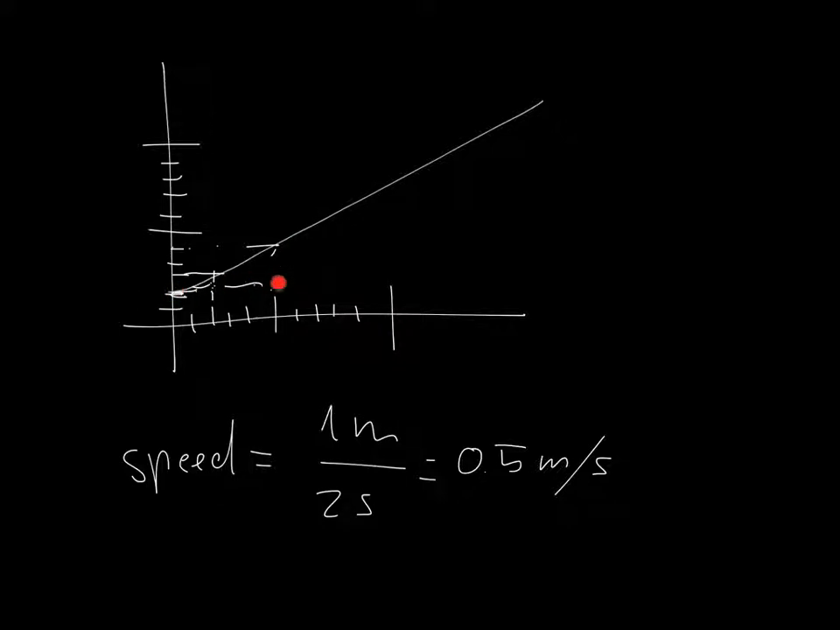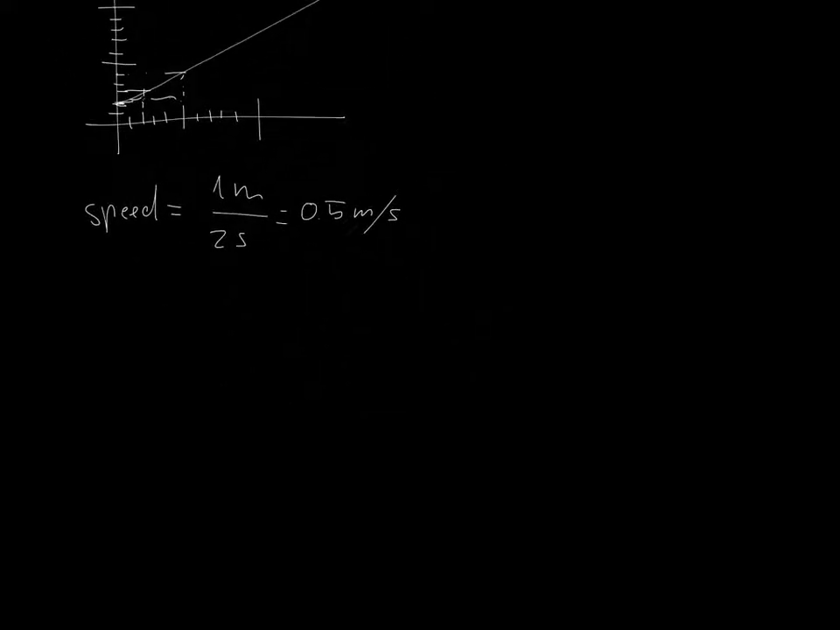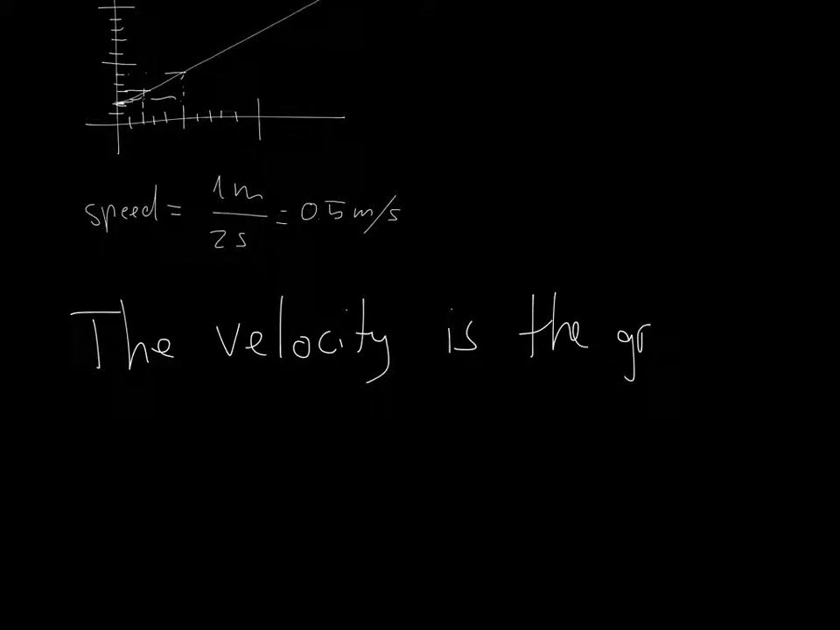So basically, if I calculate the gradient of this line, which remember tells me how steep it is, it will tell me the speed. And this is something that you need to remember. This is the one thing you need to remember. So let me just write it here. I'm just going to leave this here so that you can see it. The velocity, not the speed, but the velocity, because remember this also works if the guy is moving backward, is the gradient of the displacement time graph.